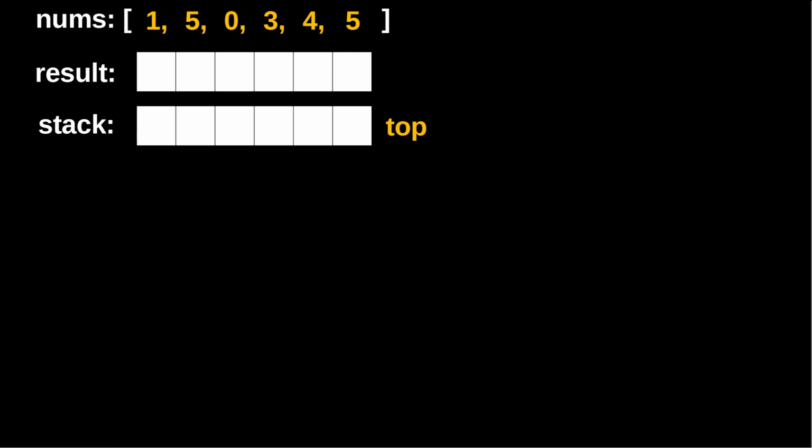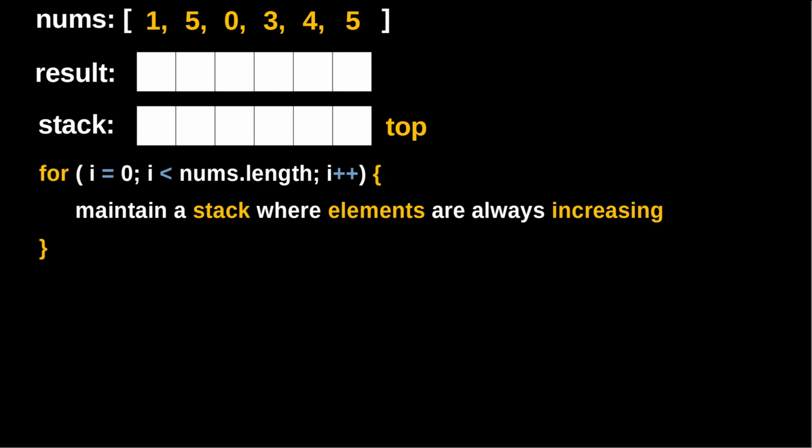So we're given this array. We know we have to initialize a result. That's the array that we're going to return. And also, I will make a stack. The stack here, I put it sideways. On the left is the bottom of the stack. The top of the stack is on the right. We know that we have to use a for loop to iterate all the elements in the nums array.